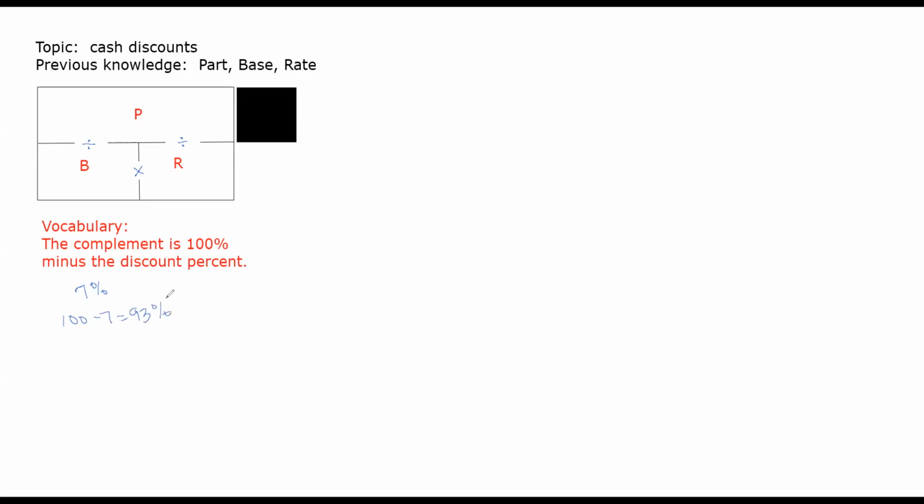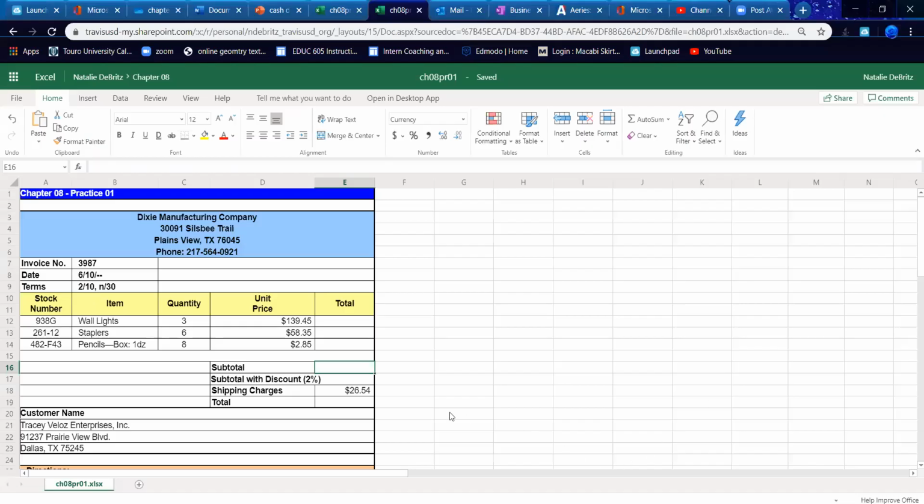And what we're going to do on the invoices that we're looking at is we're going to use the complement because it doesn't want the actual discount. It wants the amount after the discount. So instead of finding the discount and subtracting it from the base, we would take the complement and find the complement amount of the original. So to do that, we're going to look at some Google Docs, and I'm going to show you how to use these and make the formulas that go in them.